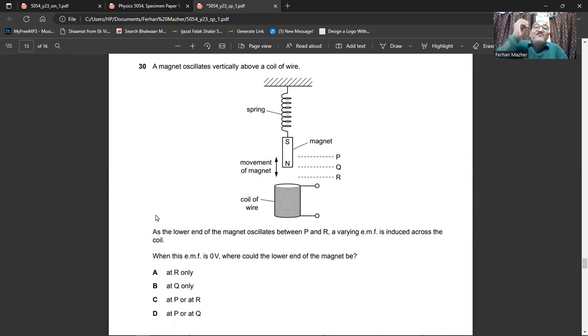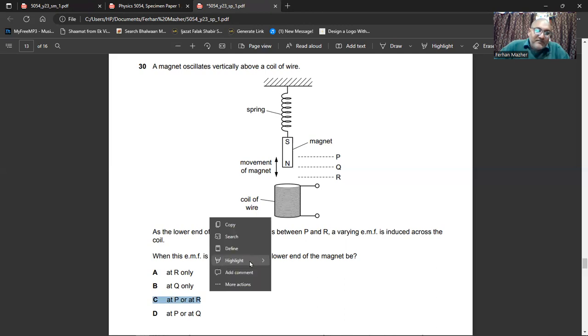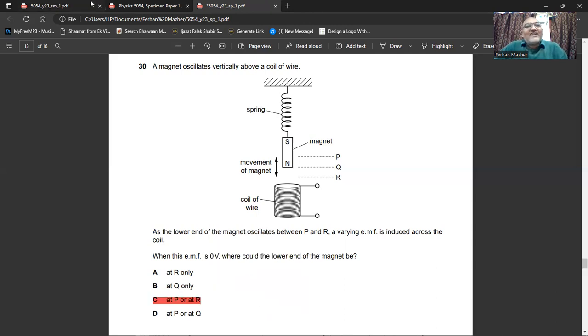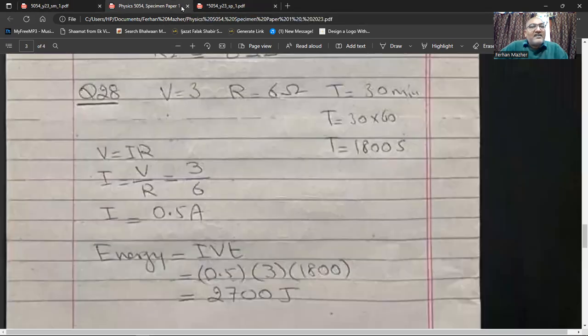So during this motion, when the bottom of the magnet comes to R, it stops and then it goes back. When the bottom of the magnet goes to P, it stops and then again it comes down. So at R for a moment it stops, at P for a moment it stops. So when it stops moving relative to the coil, the EMF induced will become zero. So at point P, and at point R. It's a famous question. So I think C is the right option, sir. Question number 30, C is the right option, sir.